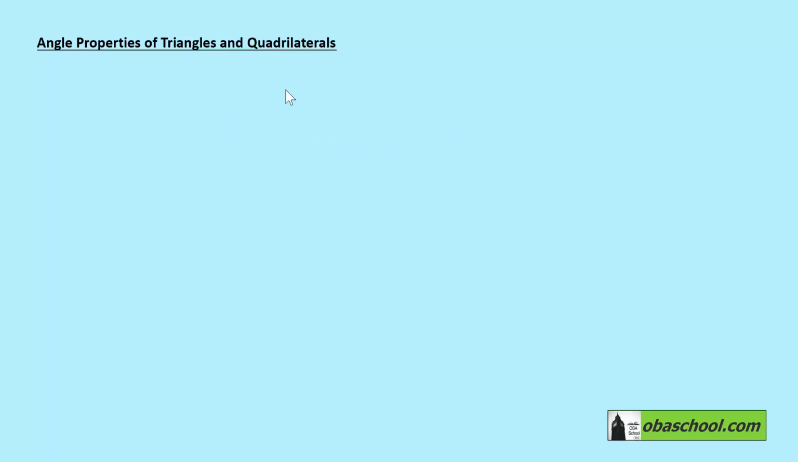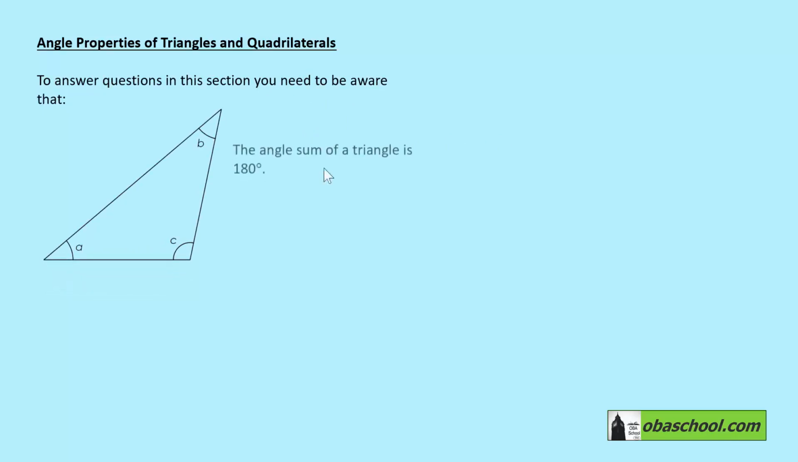Angle properties of triangles and quadrilaterals. So to answer questions in this section, you need to be aware that the angle sum of a triangle is 180 degrees. In other words, in this triangle here, A plus B plus C is 180.